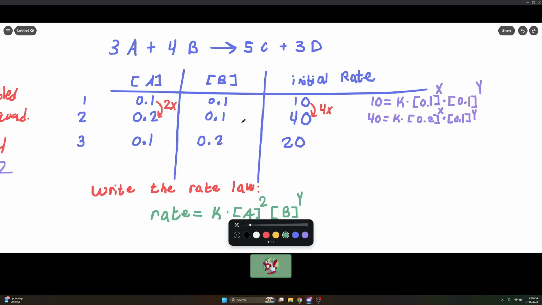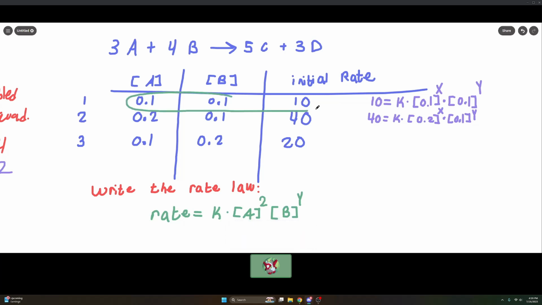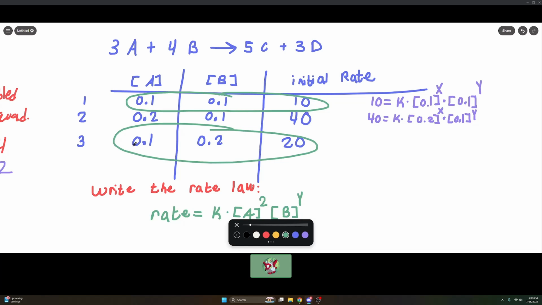Well, I need to look for 2 trials then where A is the same, so I can ignore A. Luckily for me, lines 1 and 3 have the exact same concentration of A, meaning if I zoom in on lines 1 and 3, I get to ignore A. And I'm going to display the shortcut in full effect. All right, B. What did B do from trial 1 to trial 3? B doubled. All right, what did my rate do? From trial 1 to trial 3, my rate also doubled.